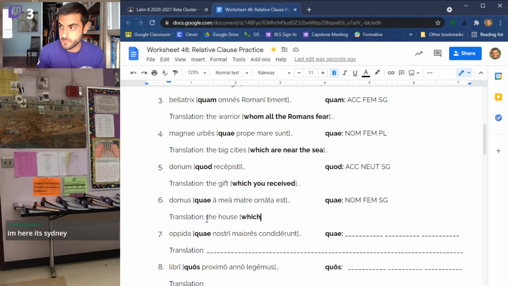was decorated, which has been decorated by my mother. The house which has been decorated by my mother. What has been decorated by my mother? The house has been decorated by my mother. And so we have a passive sentence this time. So the house is nominative because the house is the subject. Even though it's a passive sentence, what's been decorated? The house has been decorated. So we use the nominative form.